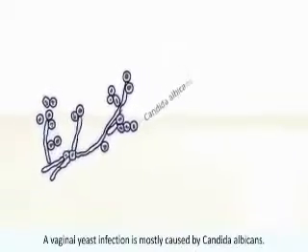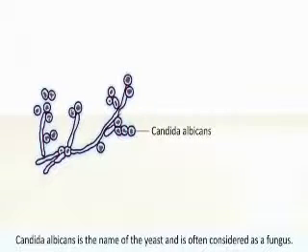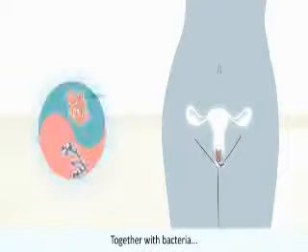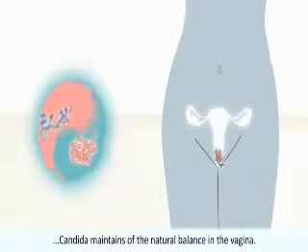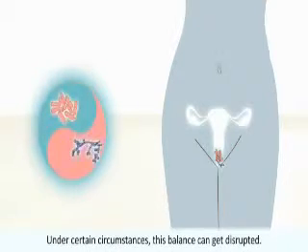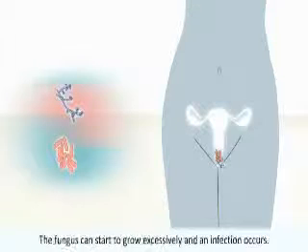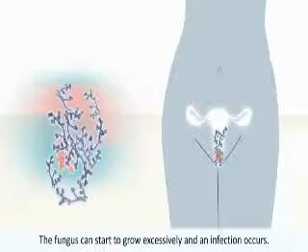A vaginal yeast infection is mostly caused by Candida albicans. Candida albicans is the name of the yeast and is often considered a fungus. Candida albicans lives naturally in the vagina. Together with bacteria, Candida maintains the natural balance in the vagina. Under certain circumstances, this balance can get disrupted. The fungus can start to grow excessively and an infection occurs.